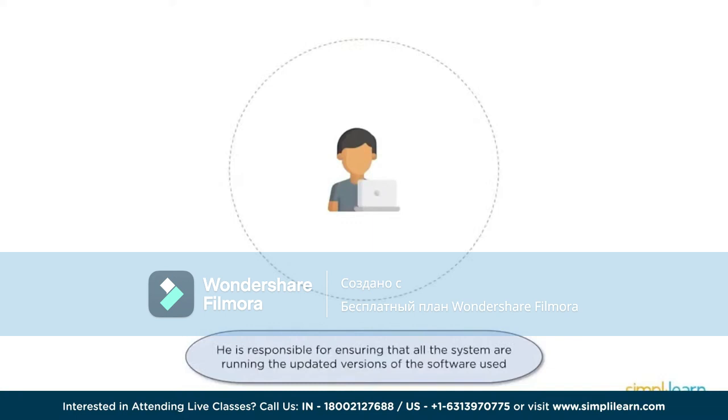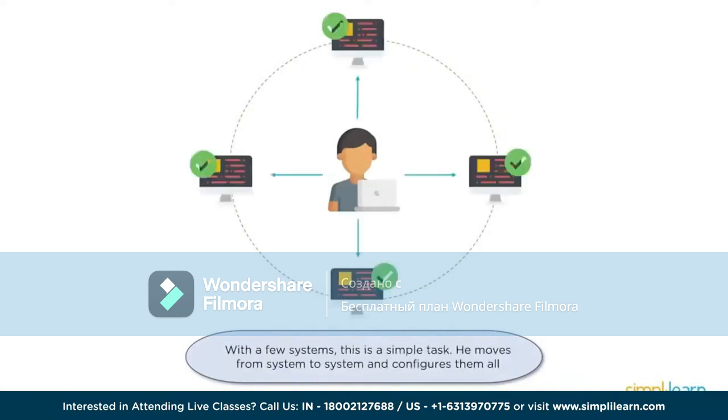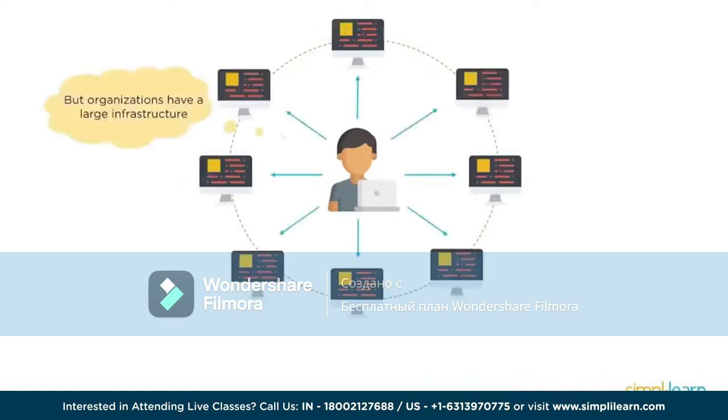So as a system administrator, Sam needs to ensure that all the systems are running the updated versions of the software. Now, when you consider a handful of systems, this seems like a pretty simple task. Sam can simply go from system to system and perform the configurations required. But that is not the case with an organization, is it? An organization has a very large infrastructure. It could have hundreds and thousands of systems. So here is where Sam's work gets really difficult.